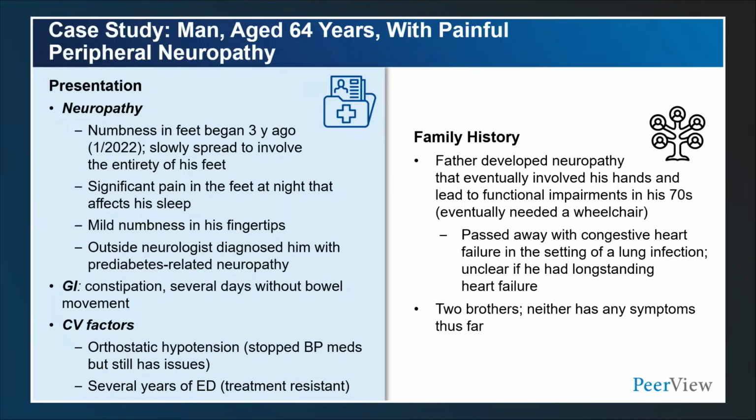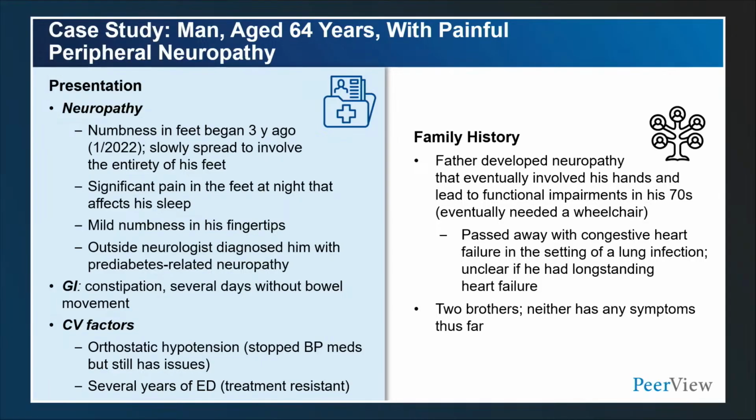He saw a neurologist who looked at SPEP immunofixation, they looked at diabetes, vitamin deficiency, and they did a lot of other tests. And they ended up with idiopathic or prediabetes-related neuropathy. However, when talking to the patient, he reported constipation, and it's not just hard stool. This is somebody who's not going to the bathroom for several days. He's also, interestingly, stopped taking his blood pressure medication because he was getting lightheaded every time he stood up, to the point he almost passed out. He also reported several years of erectile dysfunction that was not responding to your typical medication treatment.